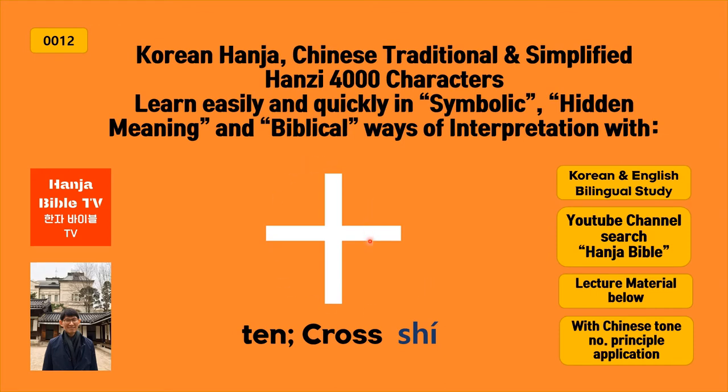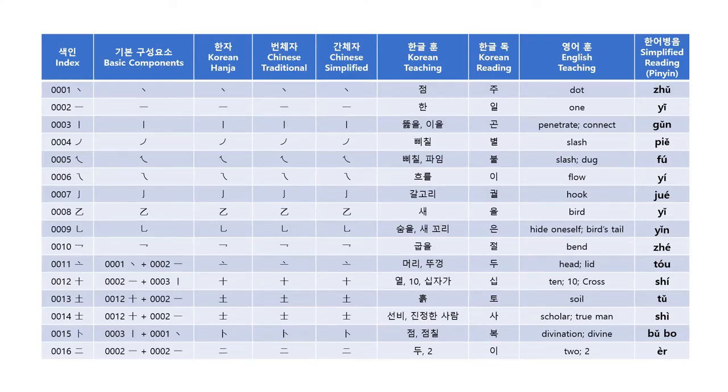This time, we are looking at another mysterious character. 10, the cross, Shi. Yeah, on the index, we are here now. In Korean language, 열십, 십자가 십. Yeah, 열 means 10, 십자가 means the cross, the Jesus Christ on the cross, something like that.